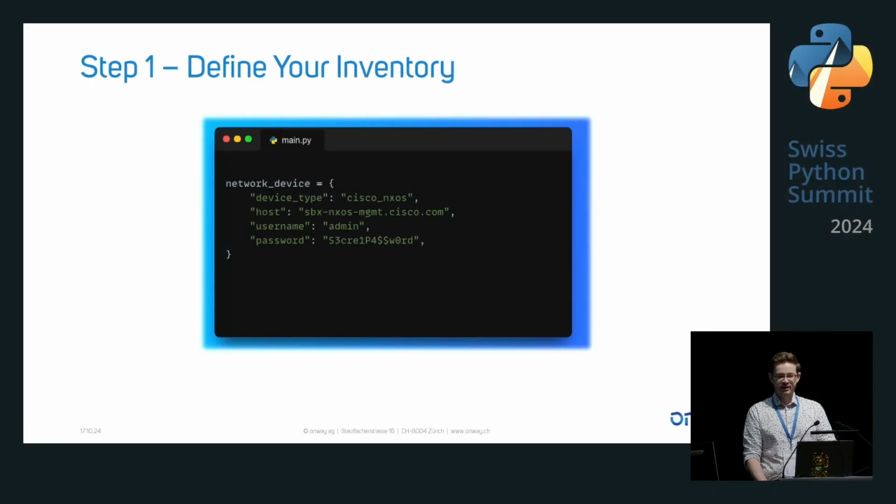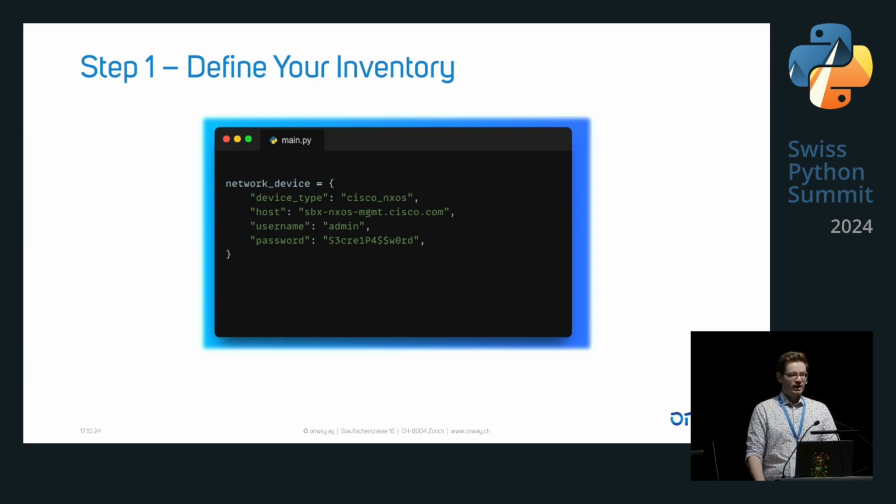First, we need to define an inventory. In here, I'm just inside of a Python script, and I created a dictionary with some key values. The first one you can see right here is the device type, which is Cisco NXOS. Cisco is the manufacturer, and NXOS is the platform. Next, we add a host. In this example, it's an FQDN, but it could also be an IP address. And in the last 2 lines, we add the username and the password that we need to authenticate.